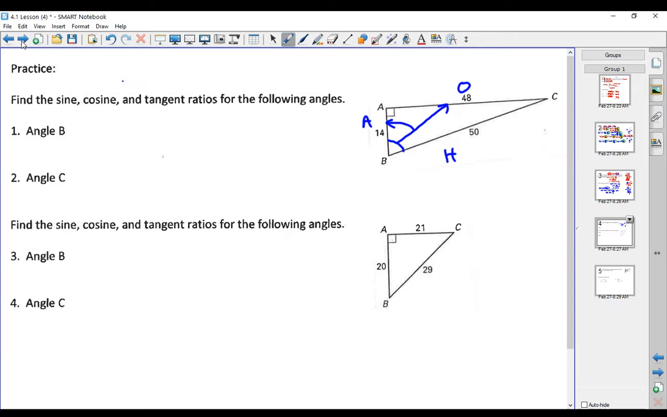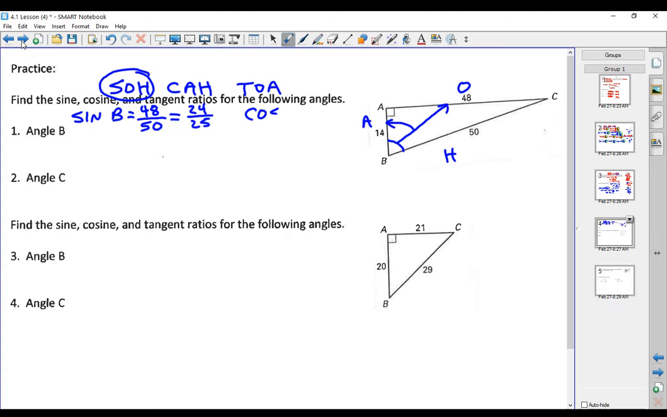All right, we've got SOHCAHTOA to help us remember our ratios. Sine of angle B is going to be equal to the opposite over the hypotenuse. So that's going to give me 48 over 50. Both of those reduced by 2, and you should always reduce if you can. Those reduced by 2 to 24 over 25.